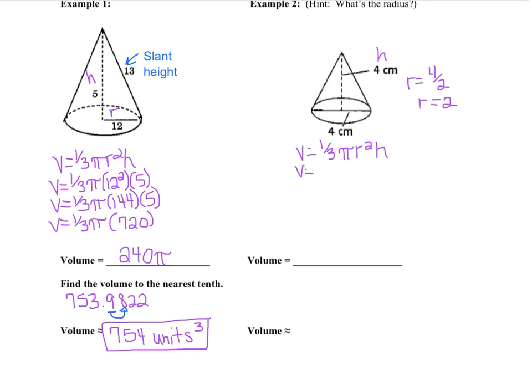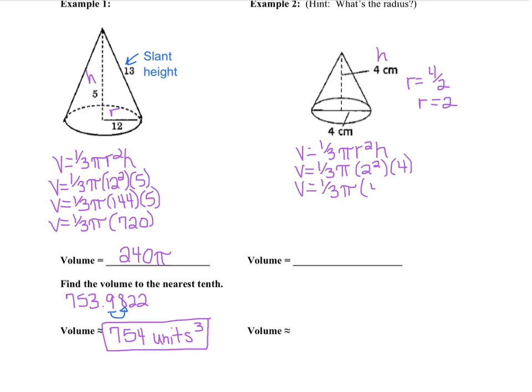Let's substitute our numbers. So 1/3 times pi. Our radius we found out was 2, so you're squaring that, and then you're timesing that by 4, your height. So you have volume equals 1/3 pi.